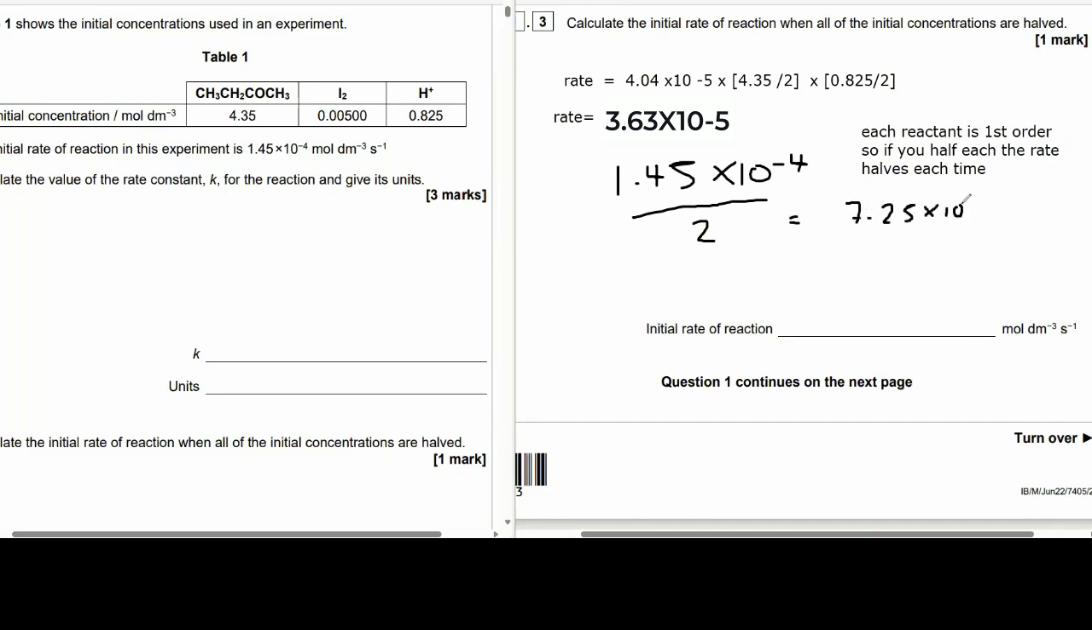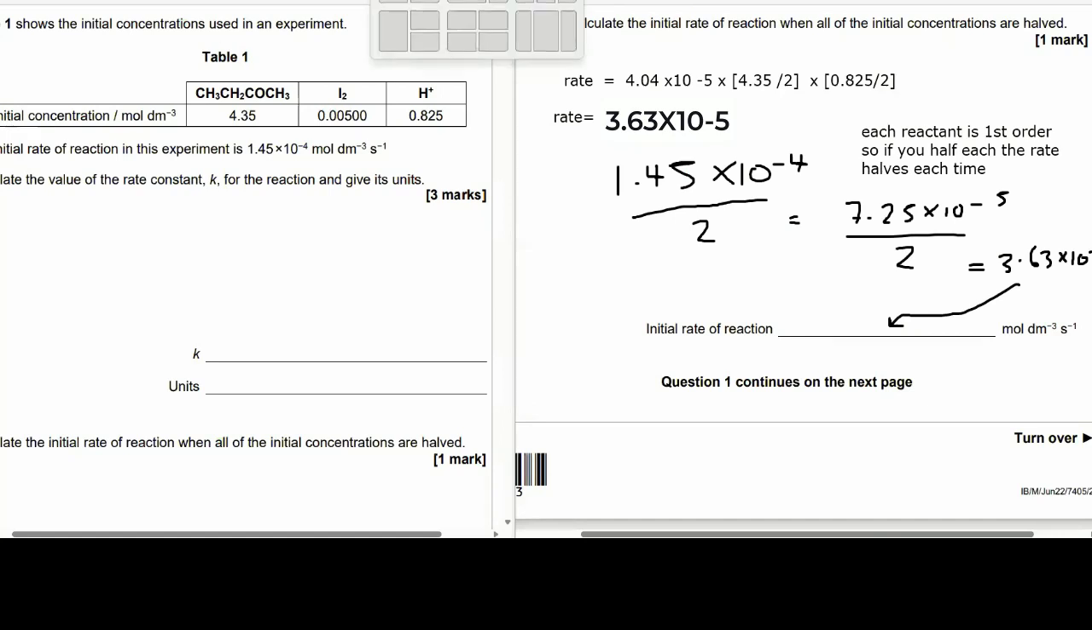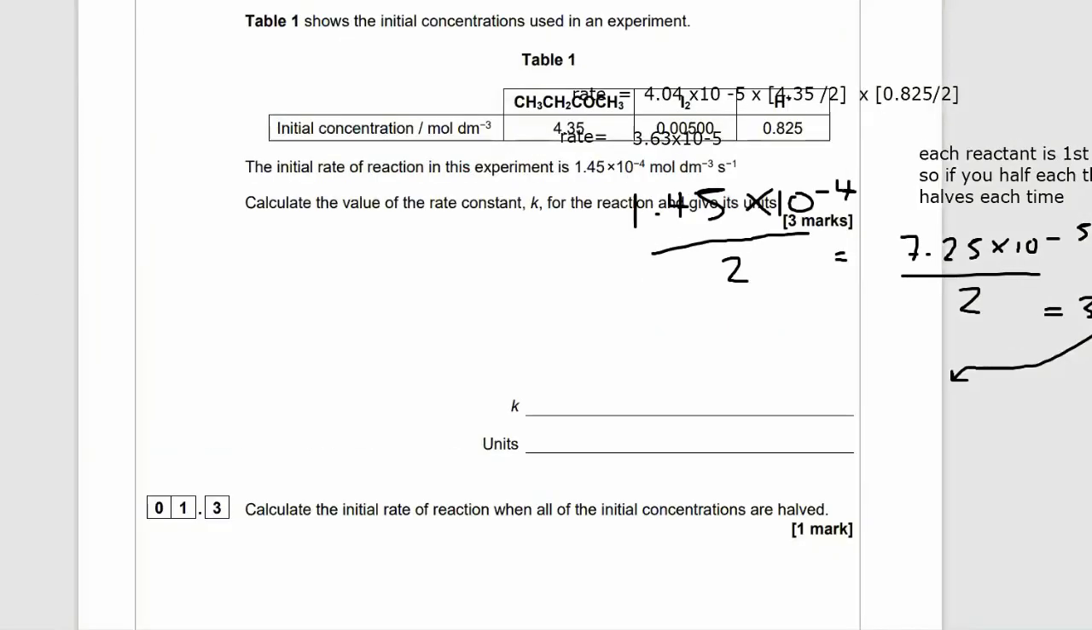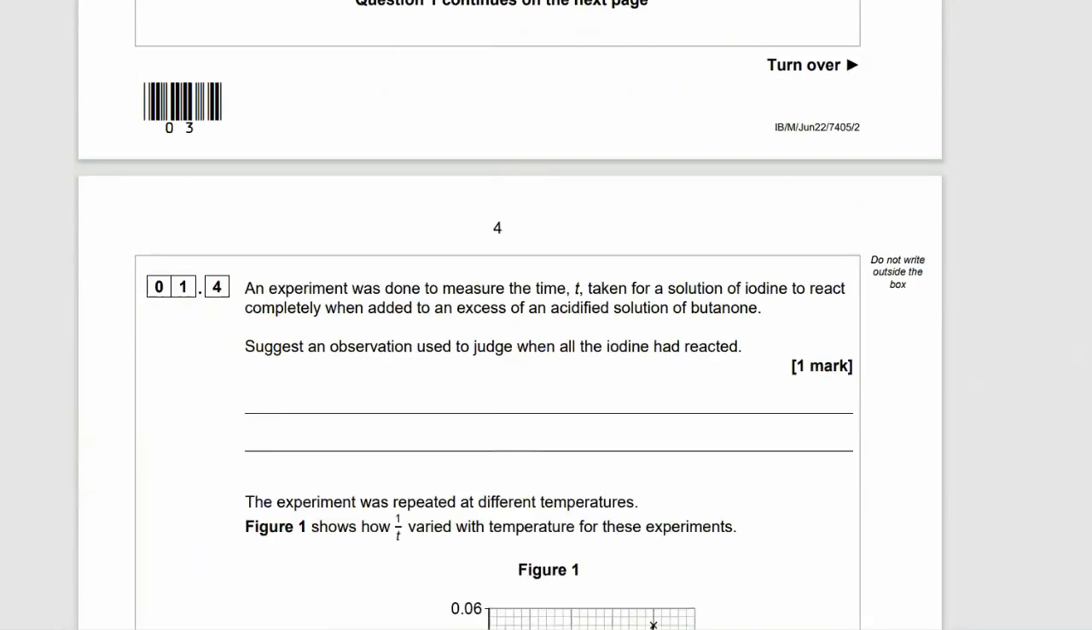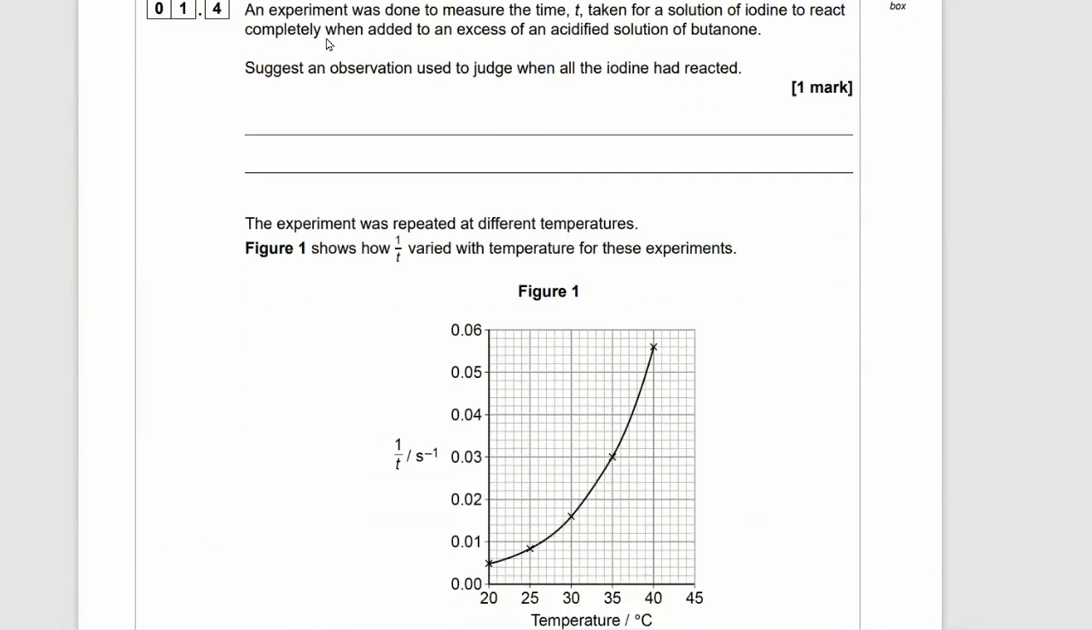So if I half one, it's going to half the rate of reaction. If I half the other, that will also half the rate of reaction. So I need to divide it by 2 twice, and I'll get the same answer, 3.63 times 10 to the minus 4. So you might prefer that approach. It's a bit quicker. If you spot they're both first order, then they both have the same effect on the rate of reaction. So if you half one, you divide it by 2, half the other, you divide it by 2 again. Right, moving on.